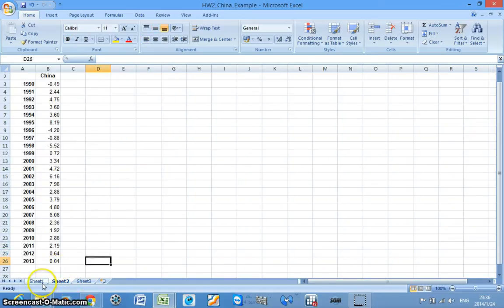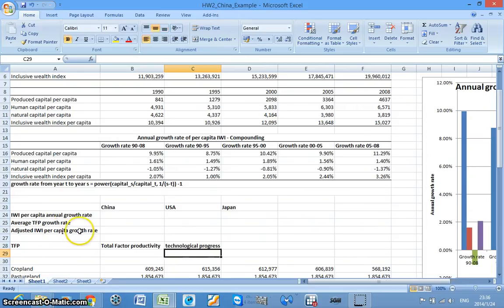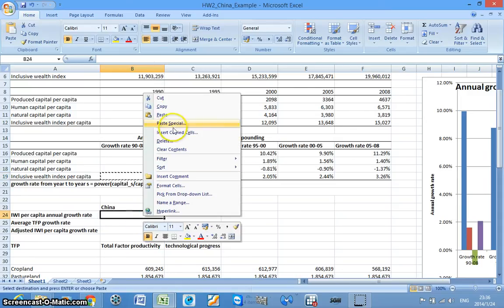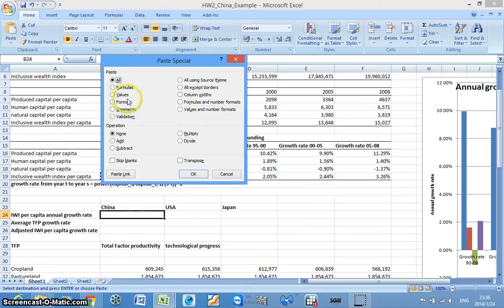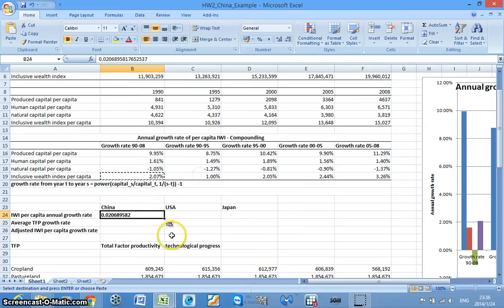So to calculate the adjusted IWI per capita growth rate, first you need the original IWI per capita annual growth rate, which is the 2.07% we calculated here. Just copy and paste. You want to copy it to the values, so copy, paste special, choose values, so you will see it is shown now as 2.07%.